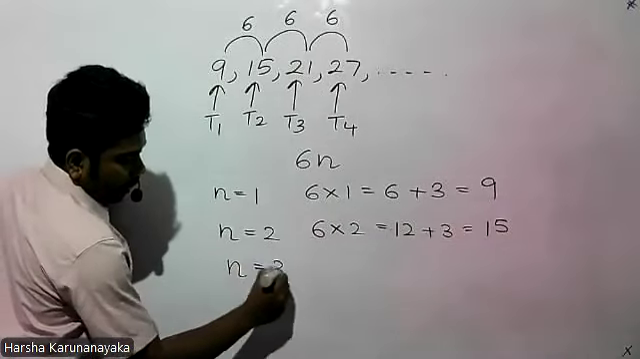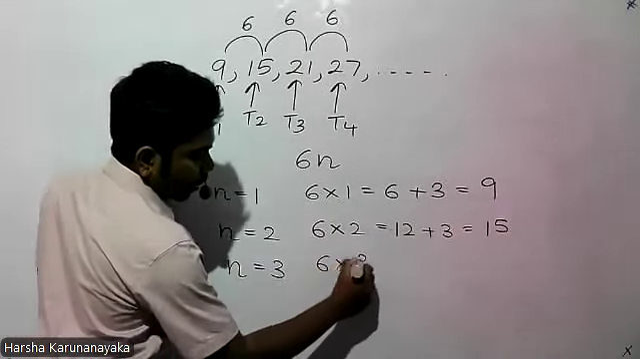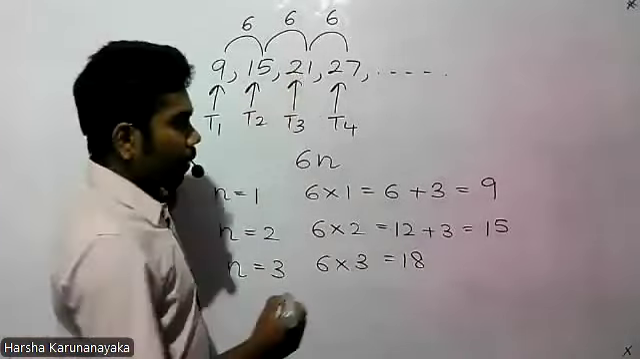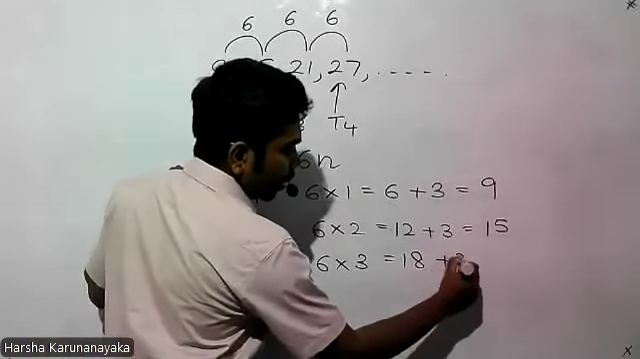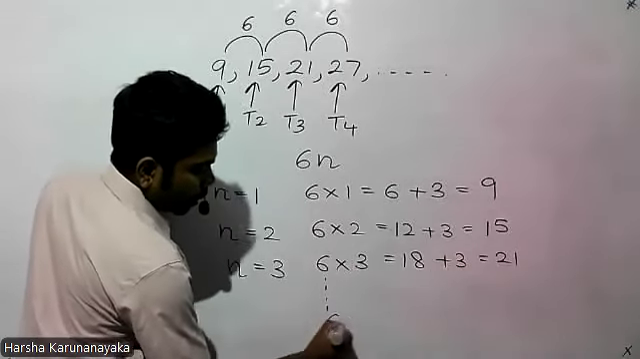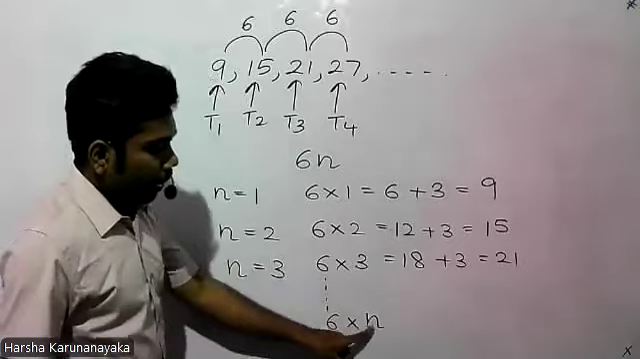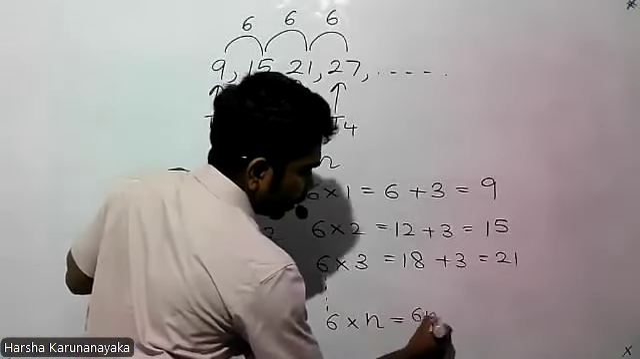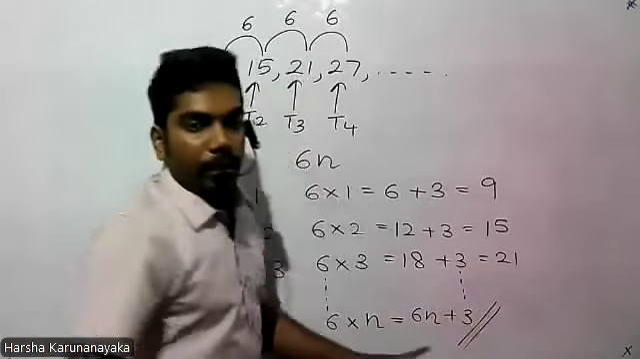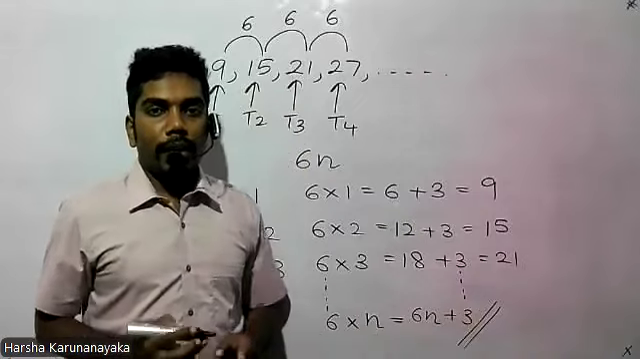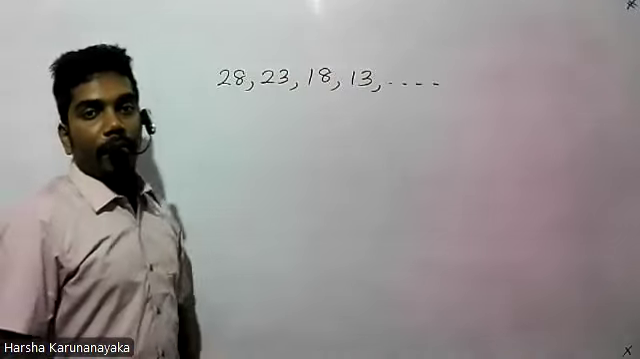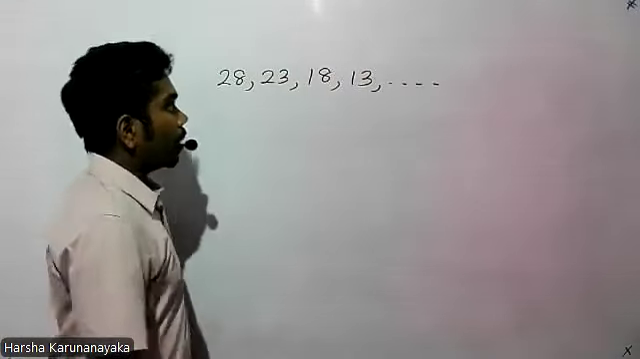When n equals 3, 6 into 3 is 18. But the actual third term is 21. Then 18 plus 3 is 21. So the general term, 6 into n, equals 6n plus 3. This is the general term of this number pattern. Now I take another example, but there is a difference from the previous one.